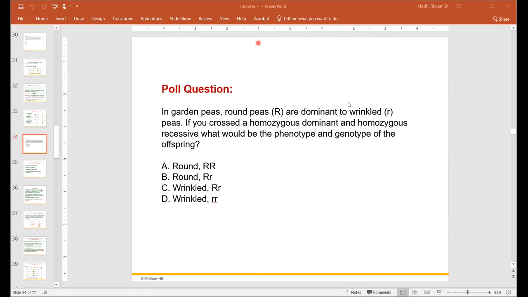Most of you got it right, but some of you still got it wrong. I want to make sure everybody can answer these types of simple questions. So you have to read the question carefully. You just write it down here. So you have round peas are dominant and wrinkled peas are recessive. You cross to homozygous dominant, so it has to be RR. Cross to a homozygous recessive, so it has to be rr. So what would the offspring be? Rr. And what would they be? Round, because round is dominant. So it's round and Rr is the correct answer. Okay.